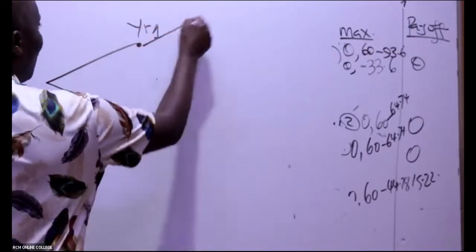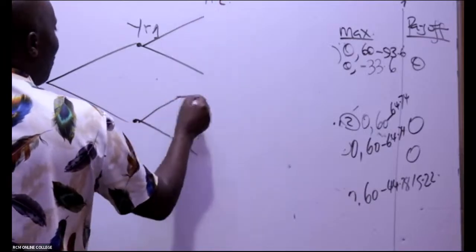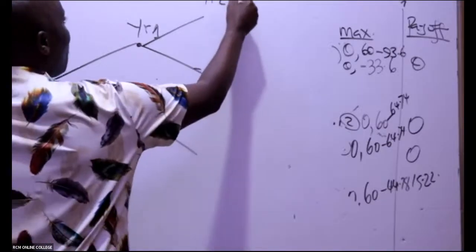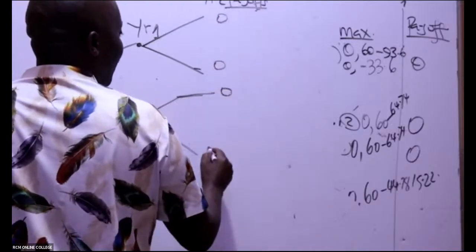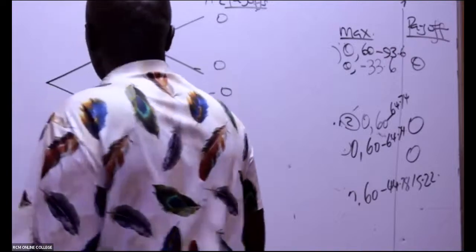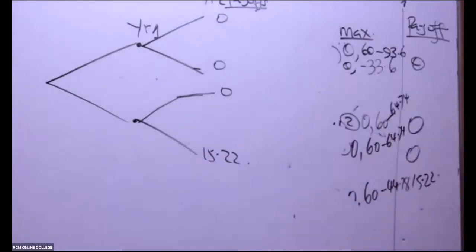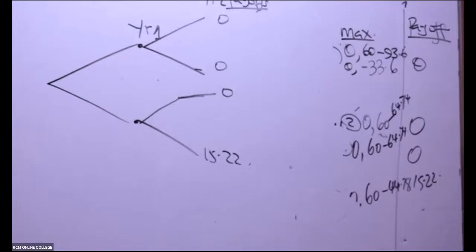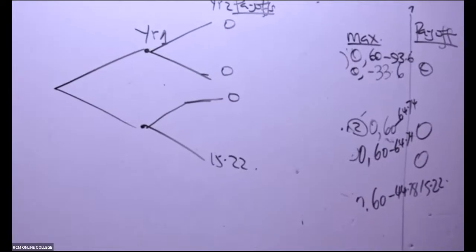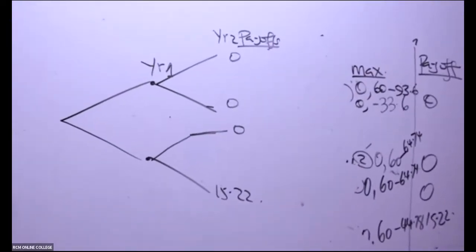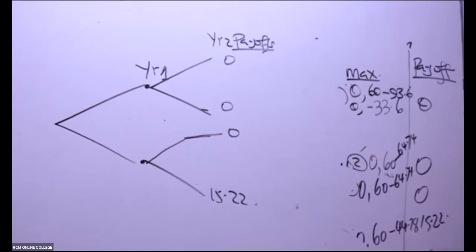Then from year 1, we have year 2. Only payoffs. So payoffs 0, 0, 0, and then we have 15.22. Only payoffs. I need still to expand this a little bit. Yeah, that's much better. Payoffs only. Don't bring any other thing there.